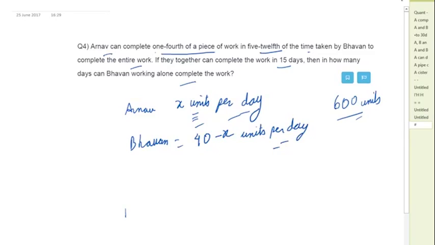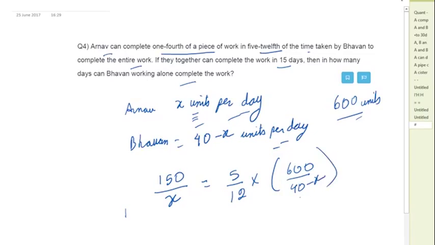And now what is said is Arnav can complete 1/4 of a piece of work. So 1/4, how much time will it take? 150 is the number of units, and since he does X, he will take 150 by X. In 5/12 of the time taken by Bhavan to complete the entire work. So 150 by X is equal to 5/12 into how much time Bhavan would take. How much time would Bhavan take? 600 units at 40 minus X.